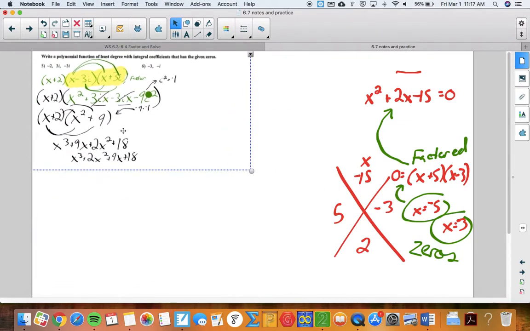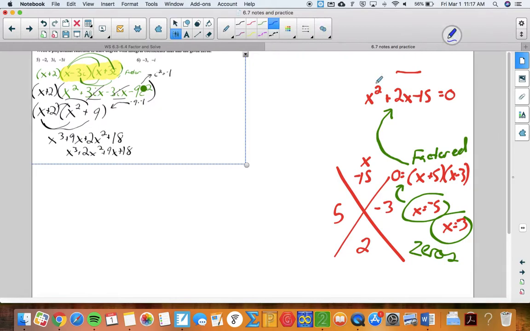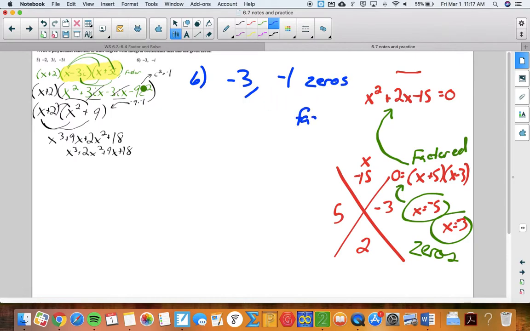So number 6, we've got -3 and -i as zeros. So here's my zeros. Now I figure out what the factors are. If -3 is a 0, it comes from x plus 3. If I see this factor, I'm like, oh, -3 is a 0 or a solution there.